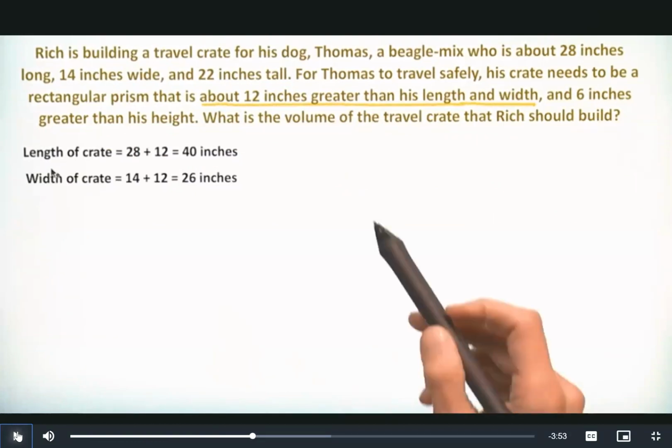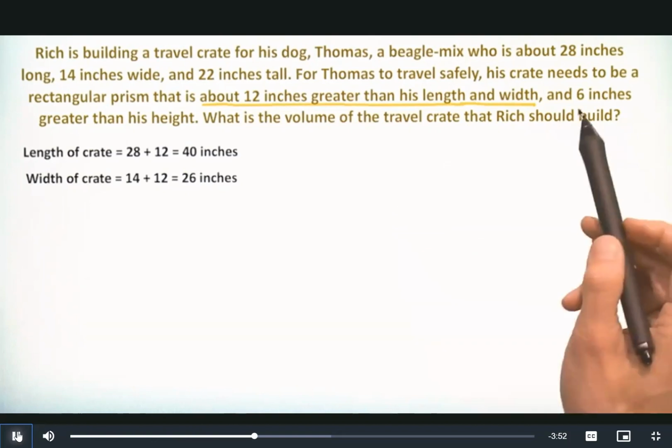All right, I'm pausing the video because now that you've seen what his thinking process is, I want you to continue thinking along the same lines. I want you to find out, how tall does the travel crate need to be? Go ahead and pause this video. Find how tall the travel crate needs to be, and then find the total volume of that travel crate. And then you're going to hit play and check your answer along with Professor Berger and see if you got the same answer that he did.